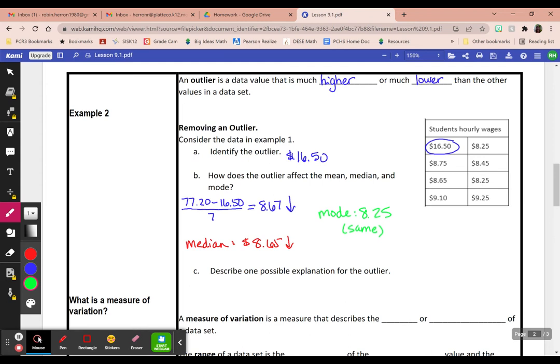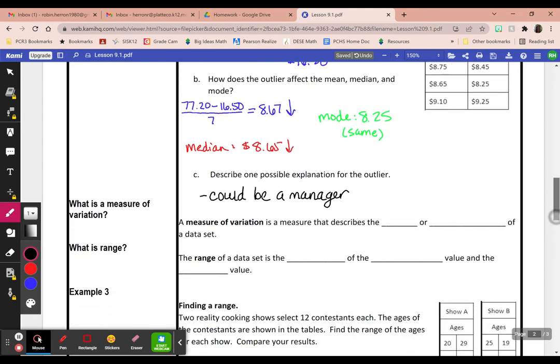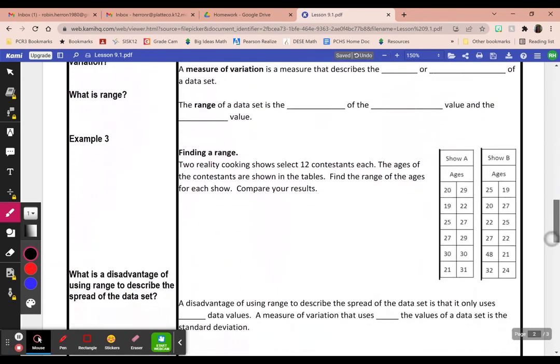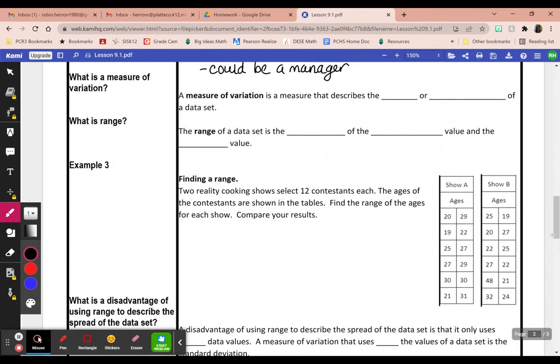So, describe one possible explanation for the outlier. Well, if we're thinking about hourly wages, maybe 16.50 is like a manager. So, could be a manager at the place where we're talking about. Or maybe it's somebody that does some type of special job, like a technical job, and they just make more money during that time. Okay. Outliers, things that are much higher or much lower than the rest of the data.